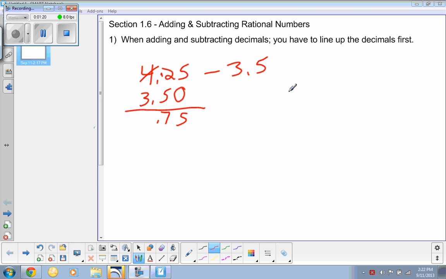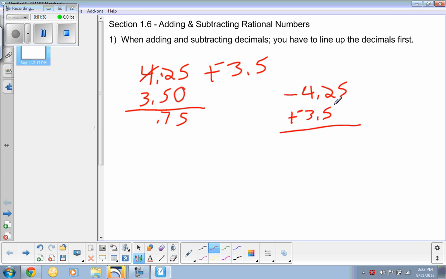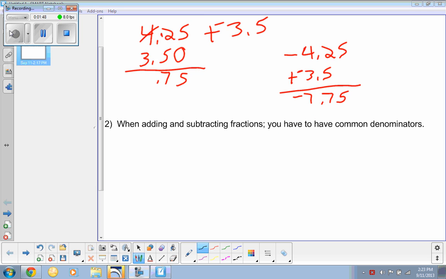If you did have a problem, let's say I used those same numbers, but I had a negative 4.25 and I was going to subtract 3.5. Keep in mind that that actually becomes adding a negative. Remember that subtracting is the same thing as adding a negative. So I would actually be adding these two because they're both negatives. Then I would get a bigger negative, negative 7.75 for my answer. So you need to be really careful with the negatives.